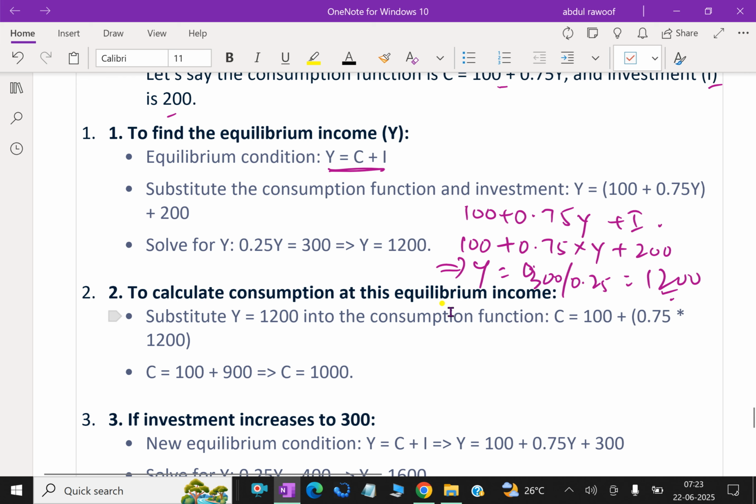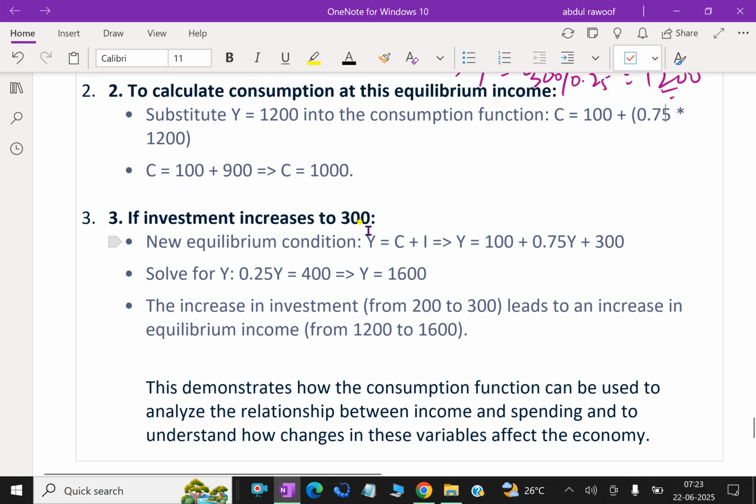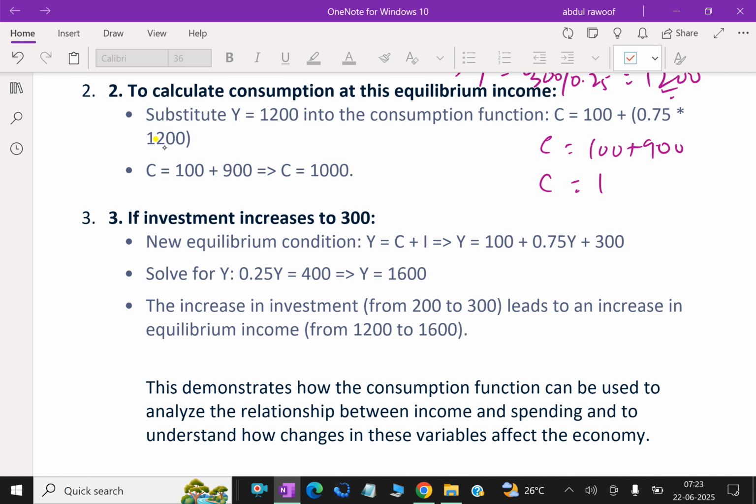To calculate consumption at this equilibrium, put Y equal to 1200 into the consumption function: C equals 100 plus 0.75 times 1200. 0.75 times 1200 gives 900, so C equals 100 plus 900, which is 1000. Therefore, consumption at this equilibrium condition is C equals 1000.